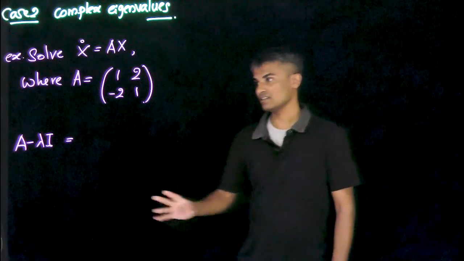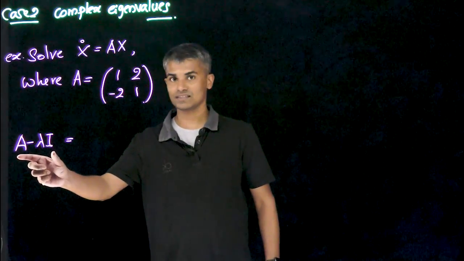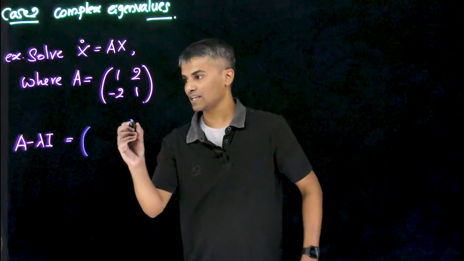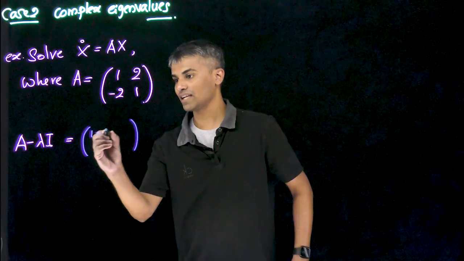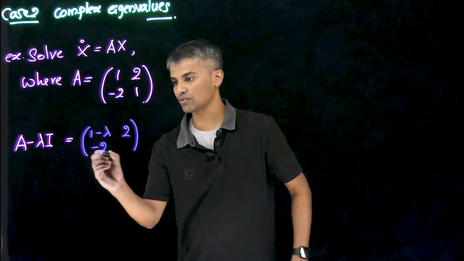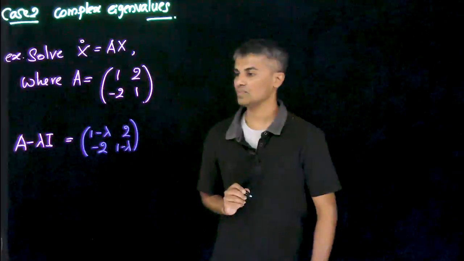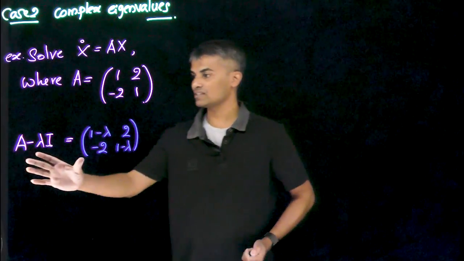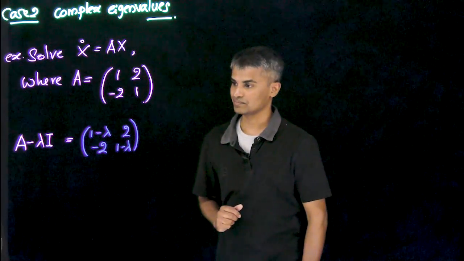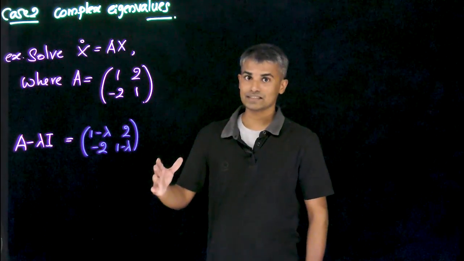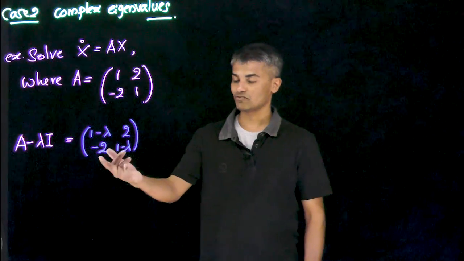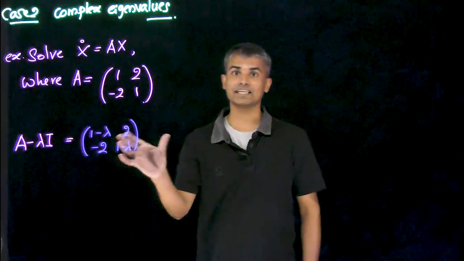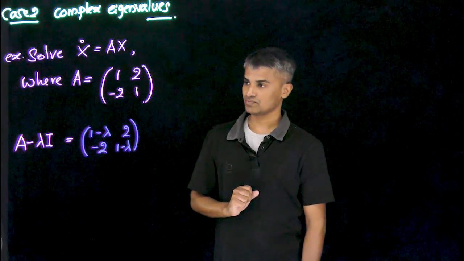In order to do that, we want to calculate this A minus lambda I matrix first. If you calculate this A minus lambda I matrix, you should get 1 minus lambda, 2, negative 2 and 1 minus lambda. As a good practice, always write down this A minus lambda I matrix. Now the next step is to get the characteristic equation from this. So basically you want to calculate the determinant of this matrix and set it equal to 0.